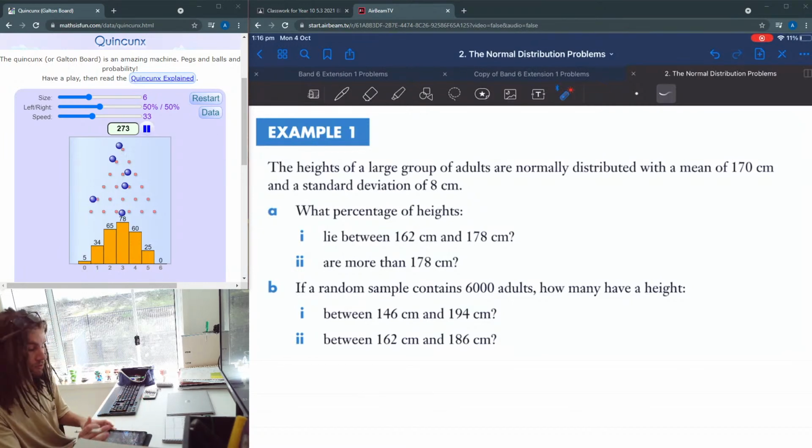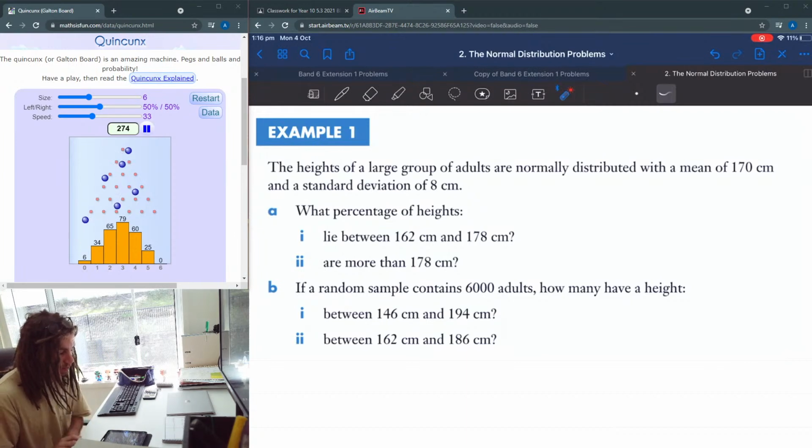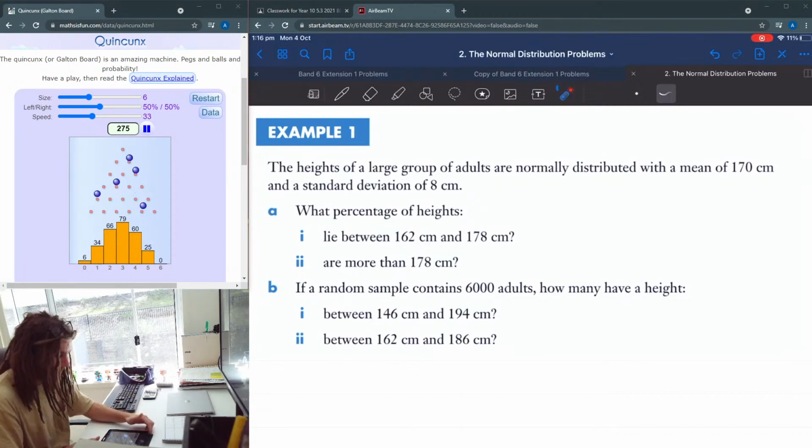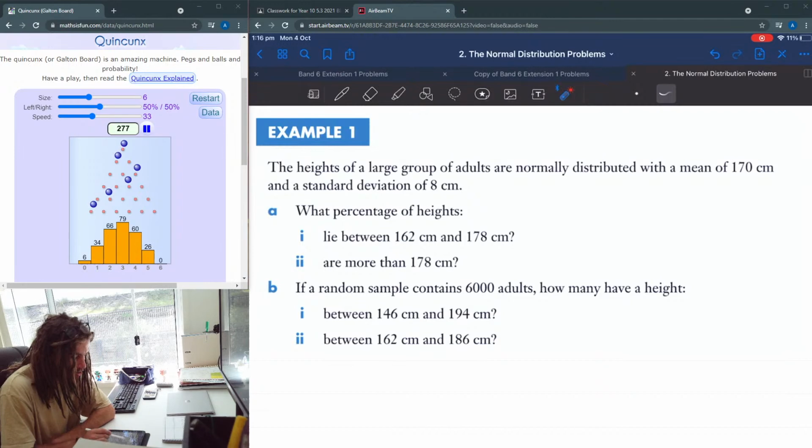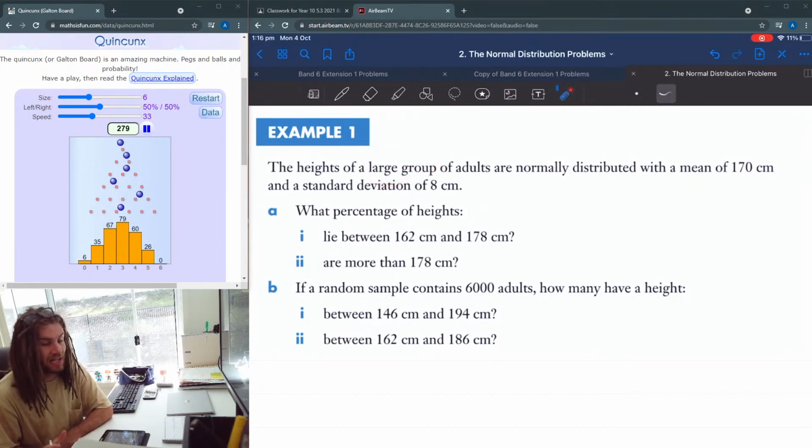Okay. Now, we're not going to learn anything new. We're just going to go over some problems associated with the normal distribution. So let's suppose that I've got the heights of a large group of adults. Notice it said large, so kind of like a larger sample size.